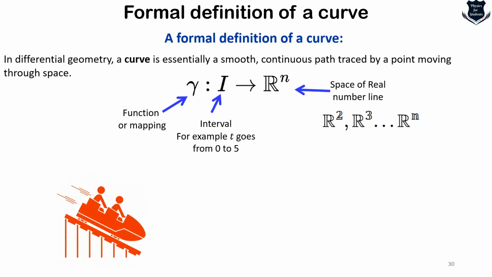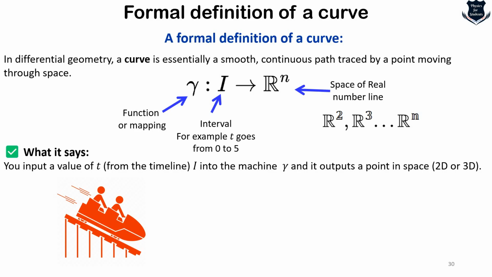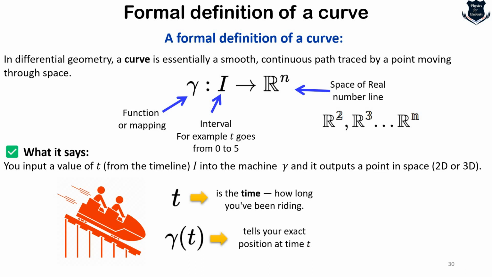Now imagine a ride that moves through, for example, a beautiful park. You are sitting with your family in a beautiful park, on the riding car. Here you can see that this t is basically the time, that means how long you have been riding in that park. Gamma of t tells you your position at time t, where you are inside the park.